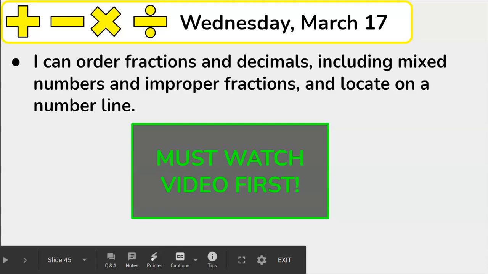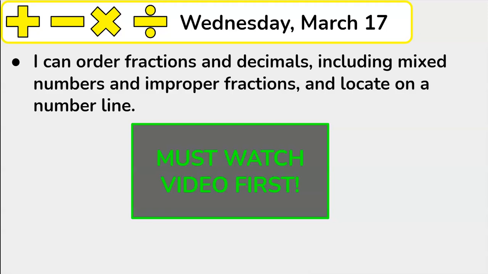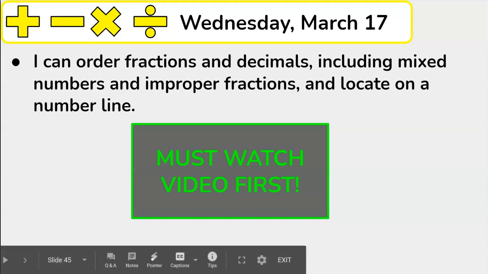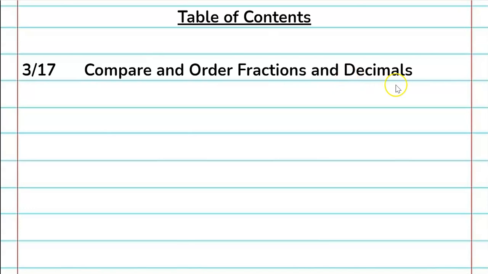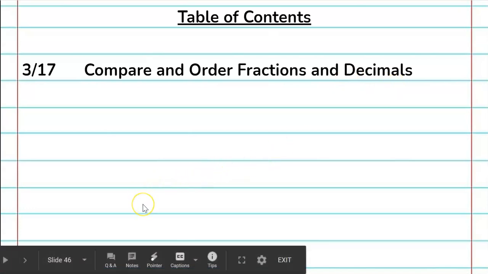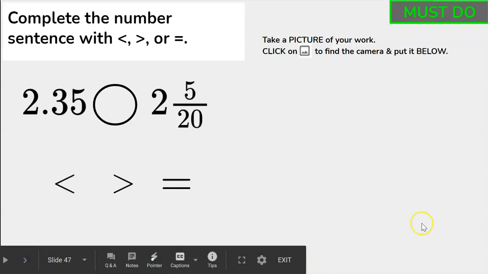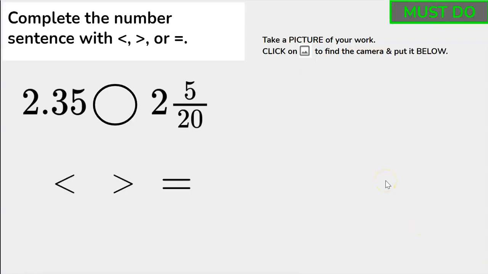Good morning, fifth graders. Today we are going to use what we have learned about equivalent fractions and decimals to start comparing and ordering fractions and decimals. So once again, you need to have your math notebook out and go ahead and pause the video and write compare and order fractions and decimals in your table of contents. Okay, once you are done writing that in your table of contents, go ahead and turn to your next blank page. We are going to look at comparing decimals and fractions.